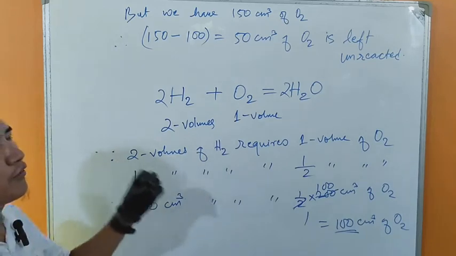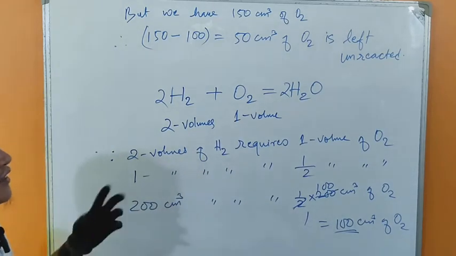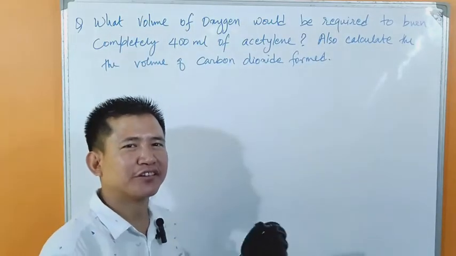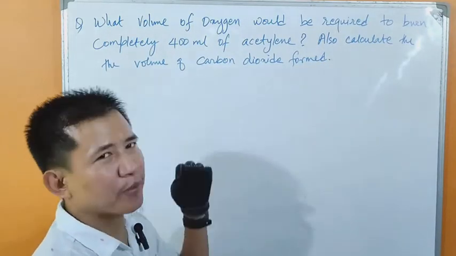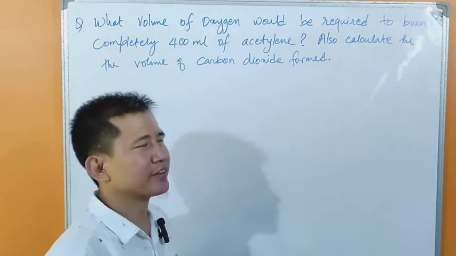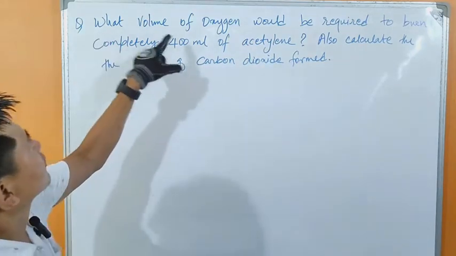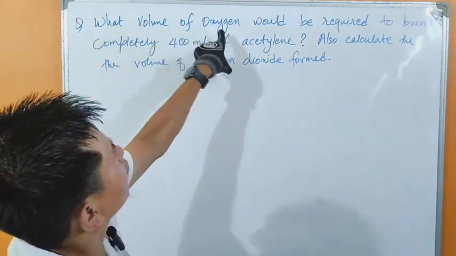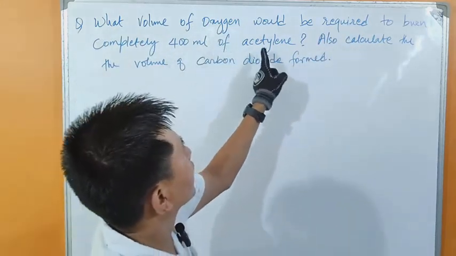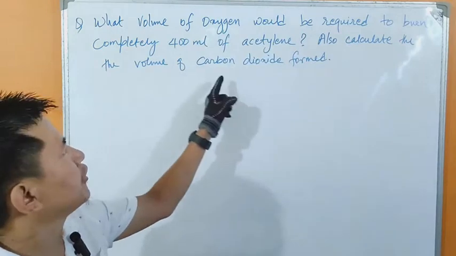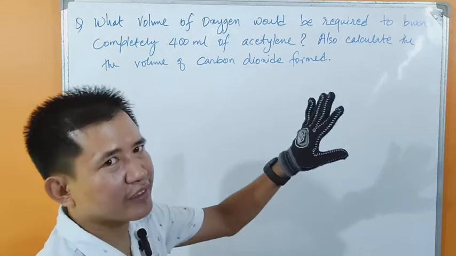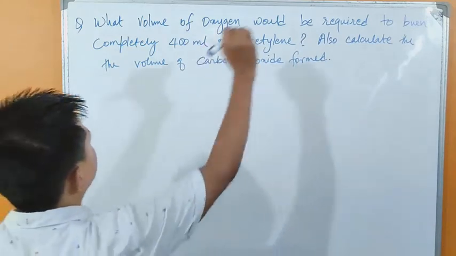Okay, now we will do another question to understand again. Okay students, let us do another numerical question to understand Gay-Lussac Law better. The more questions you do, the more numerical problems you solve, the better you understand the law. Let us read out the question. What volume of oxygen would we require to burn completely 400 ml of acetylene? Also calculate the volume of carbon dioxide formed. Okay, this is the question. Let me write the chemical equation first and then we will understand.